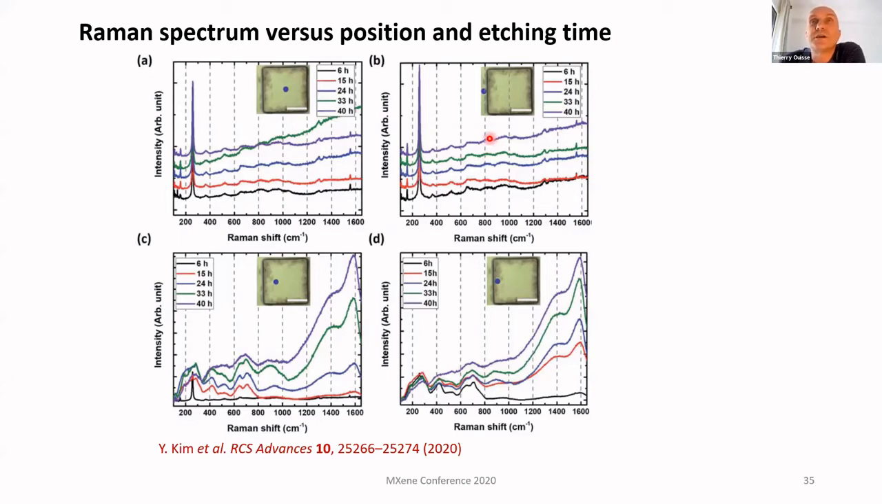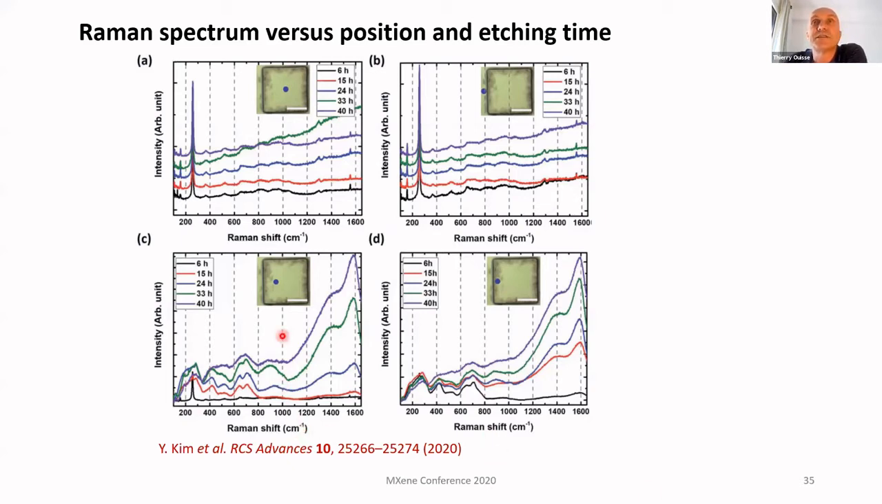And in contrast, a spot measured very close to the edges demonstrates that after 6 hours, conversion into MXenes is already complete. So I will not detail the positions of each peak, but the spectra observed here in the high energy range all correspond to the V2C MXene signature.